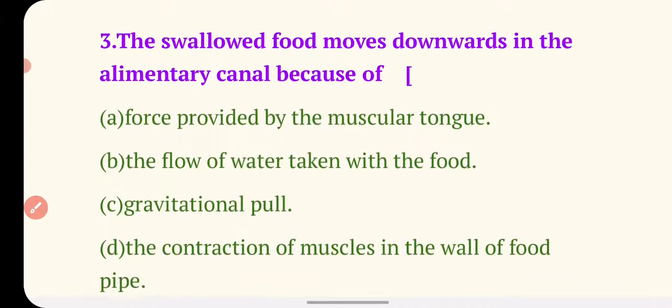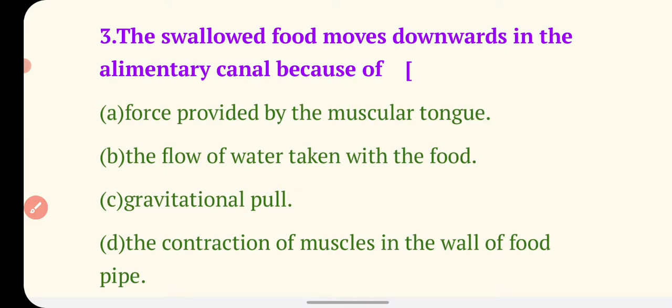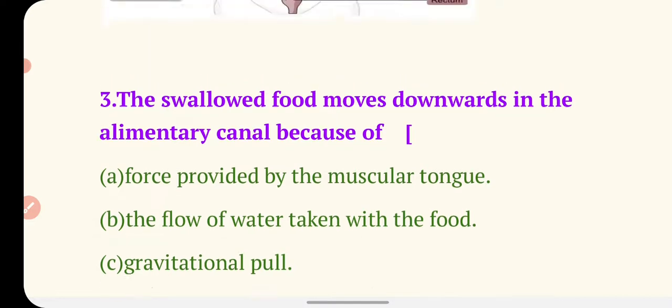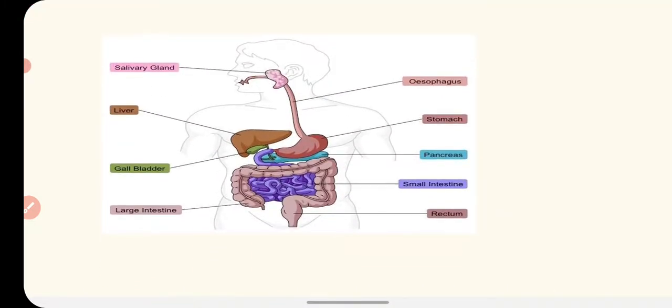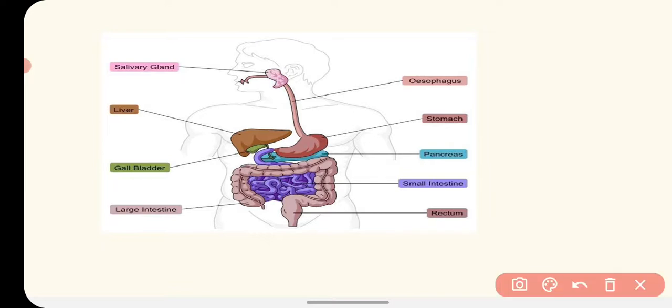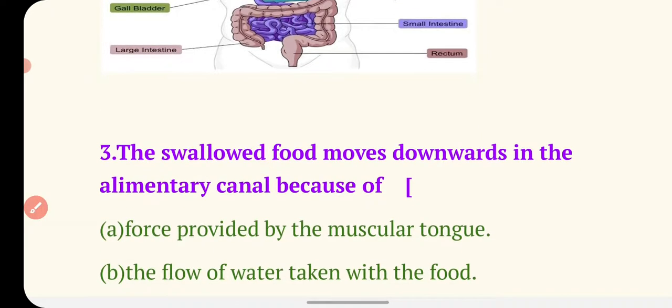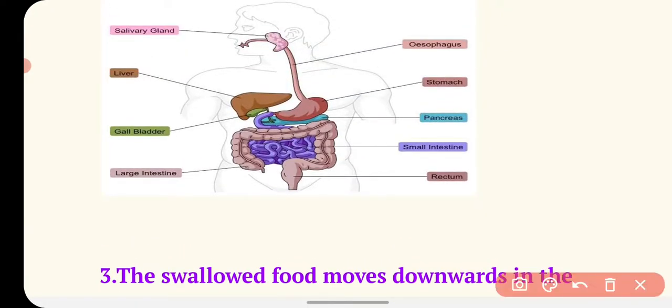Now the third question is: the swallowed food moves downward in the alimentary canal because of. Okay, when you swallow the food after chewing it in the mouth, then the swallowed food moves downward. It moves downward from the mouth to the food pipe, meaning the esophagus.